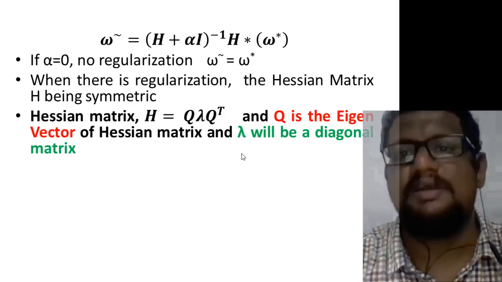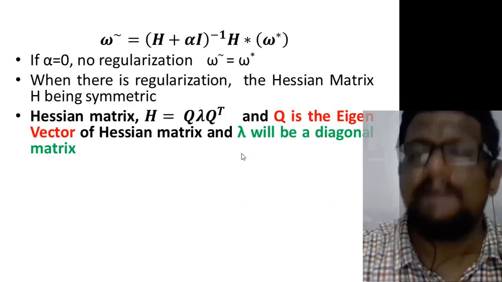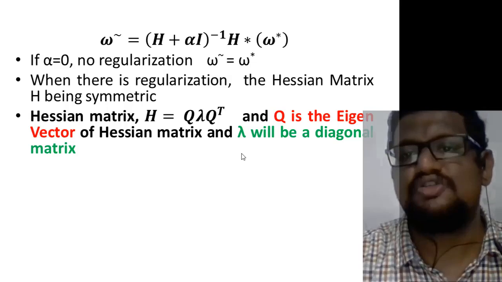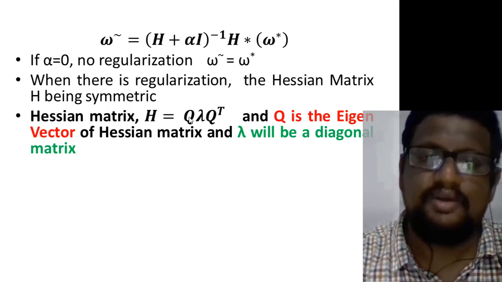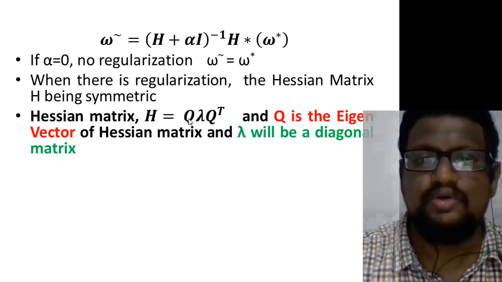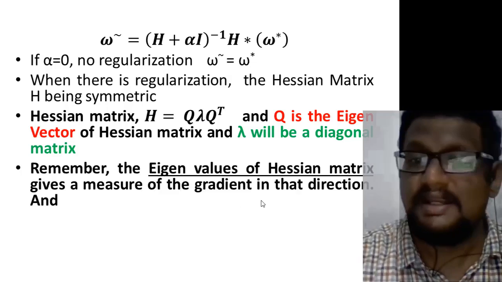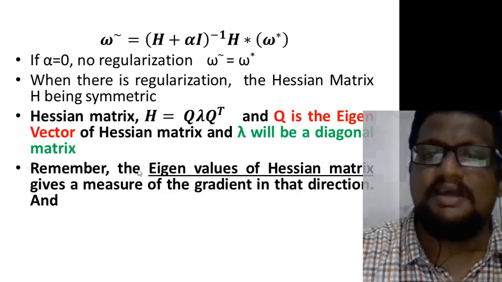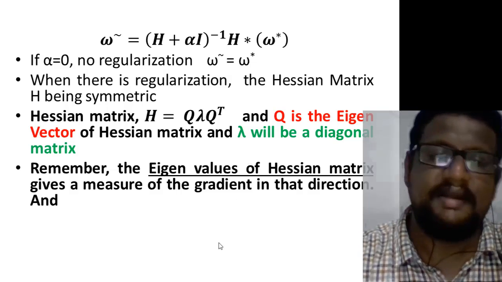Already we saw that the eigenvectors of the Hessian matrix should be taken. The eigenvectors will dictate the significant directions where the weight should be preserved. So the Hessian matrix H is split into the eigenvector matrix Q and the diagonal matrix lambda. Lambda is a diagonal matrix and Q is the eigenvector matrix. The eigenvalues of the Hessian matrix give a measure of the gradient in that particular direction. That is, if the eigenvalue is higher, then the gradient is significant in that direction.